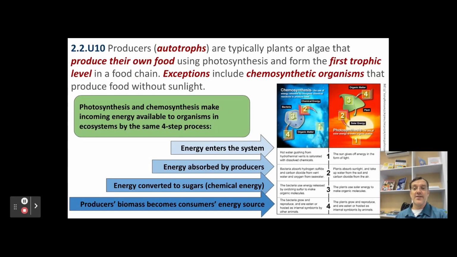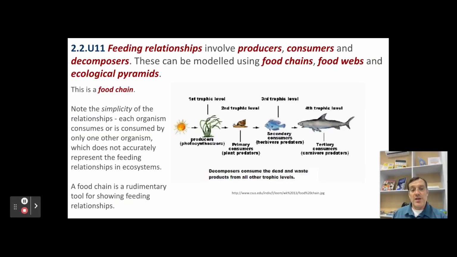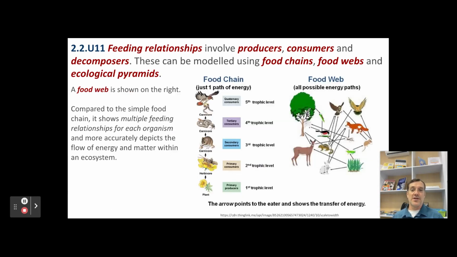And then at that point, it's passed on through the different trophic levels through the various consumers. You should be able to use the words producers, consumers, decomposers, ecological pyramids. This graphic is a really simple design. It shows a food chain. It's a single series of feeding relationships.